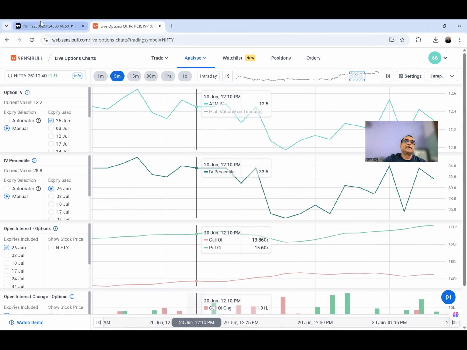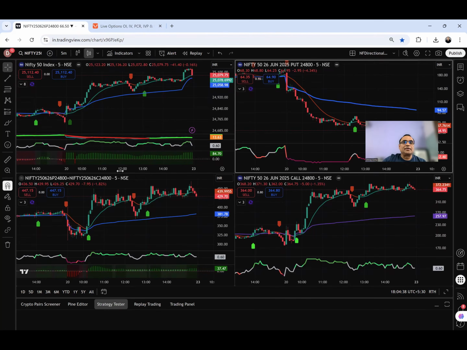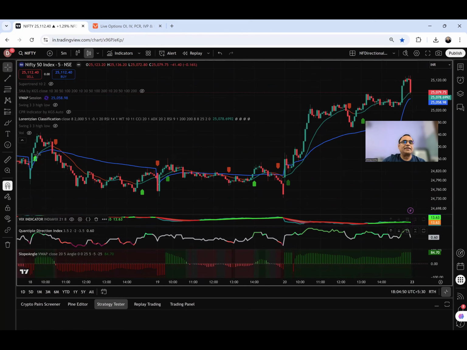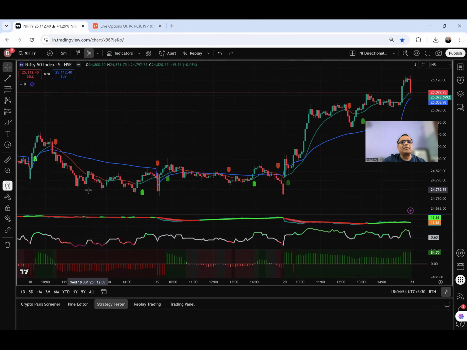The other way to look at IV is, so let me blow up this particular Nifty chart here. Okay. And other way to look at is my VIX indicator. I'll just tell you there are different indicators, but this indicator is the VIX indicator. I've talked about it before in my videos. This is nothing but on India VIX. I have put in two moving averages, fast and slow moving average, and then tried to determine. So if you see when it is red, that means VIX is falling.